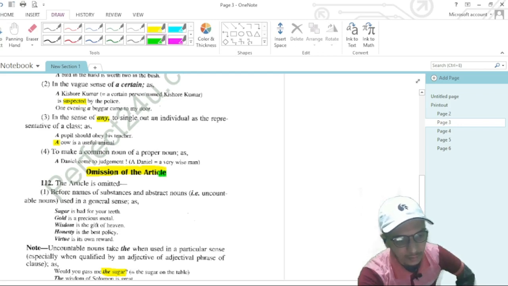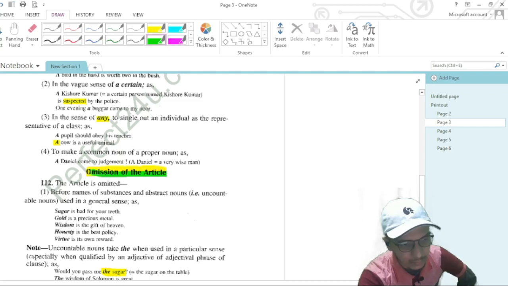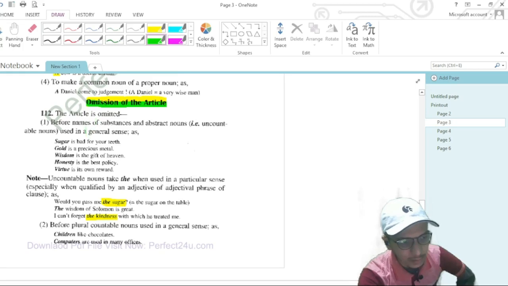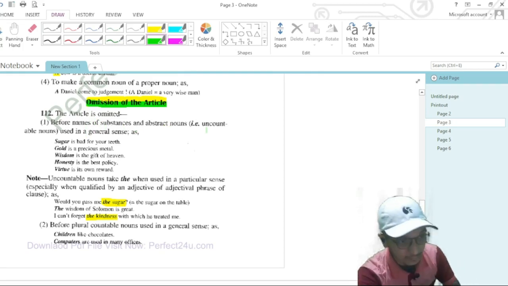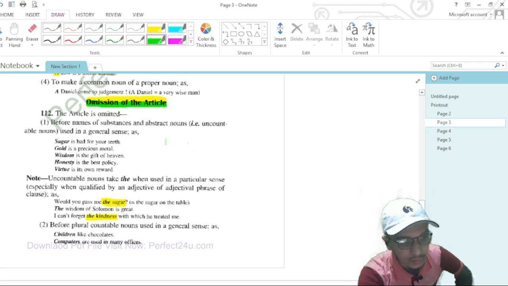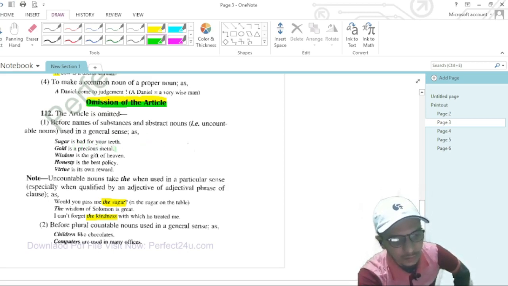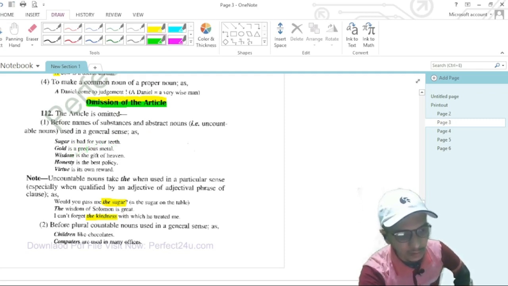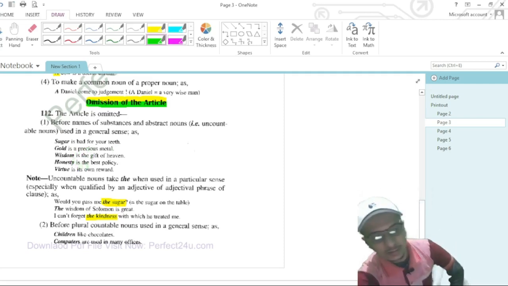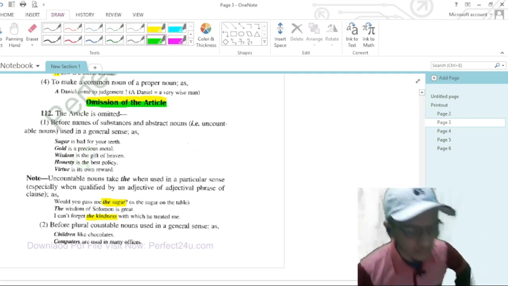Omission of article. The article is omitted before names of substances and abstract nouns, that is uncountable nouns used in a general sense, as "Sugar is bad for your teeth. Gold is a precious metal. Honesty is the best policy."